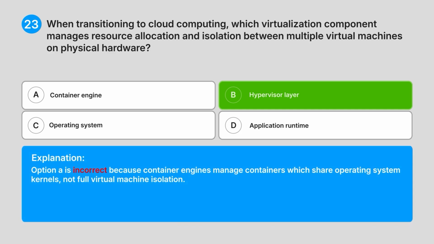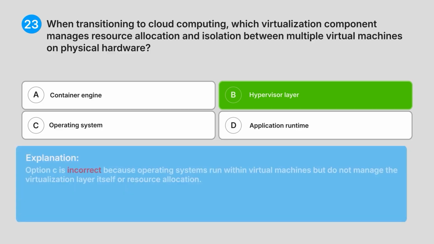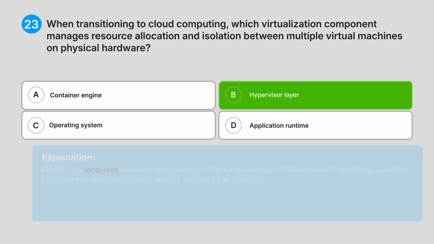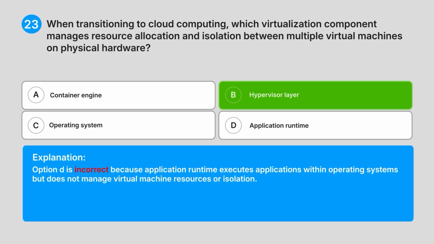Option A is incorrect because container engines manage containers which share operating system kernels, not full virtual machine isolation. Option C is incorrect because operating systems run within virtual machines but do not manage the virtualization layer itself or resource allocation. Option D is incorrect because application runtime executes applications within operating systems but does not manage virtual machine resources or isolation.